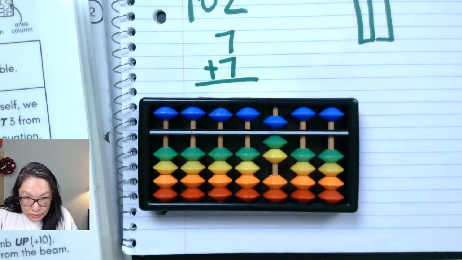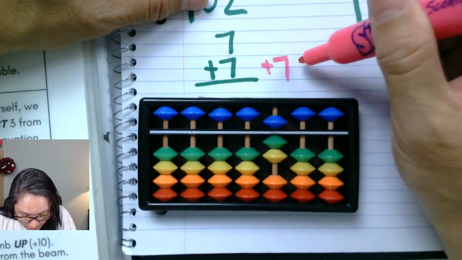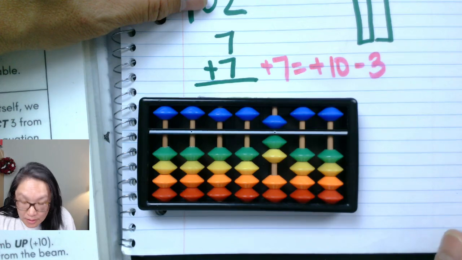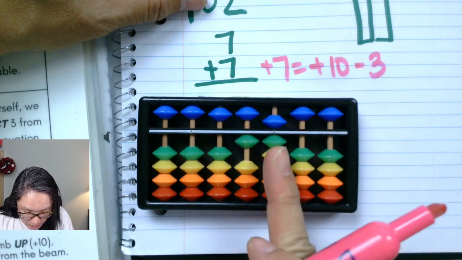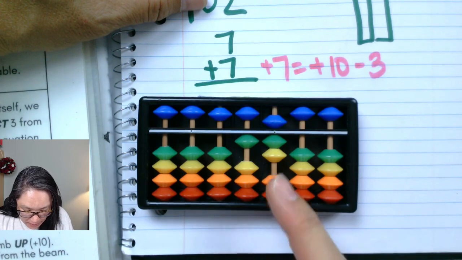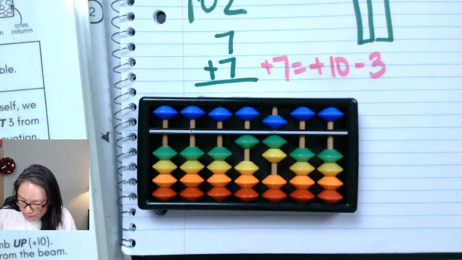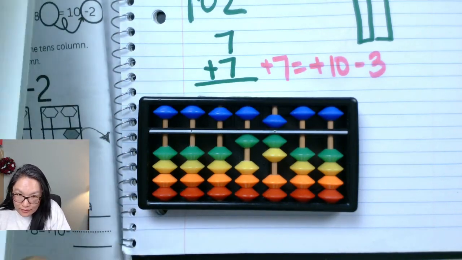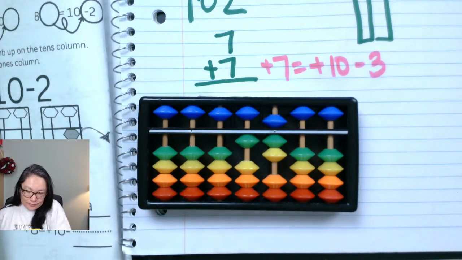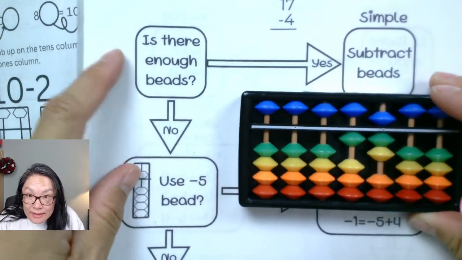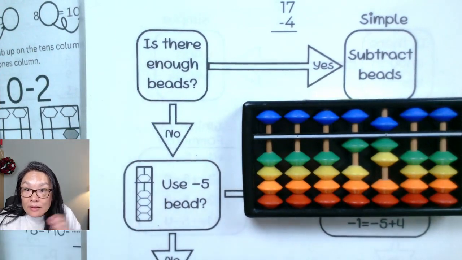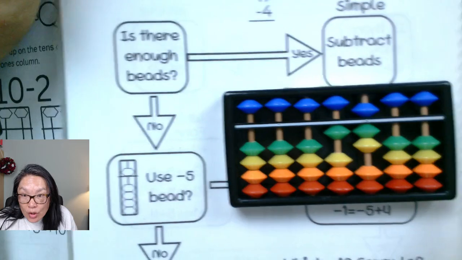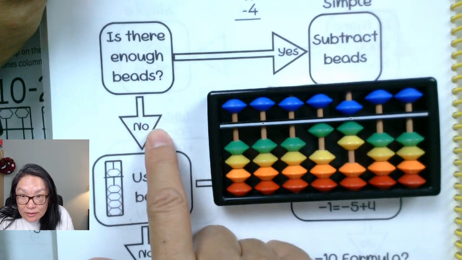Perfect. So we do plus 7 is equal to plus the 10 minus 3. Plus the 10, right? 0, 1, 0, 1. Plus the 10 minus 3. Wait. Can I minus the 3? That's the question. Can I take away the 3? No, I can't take away the 3.